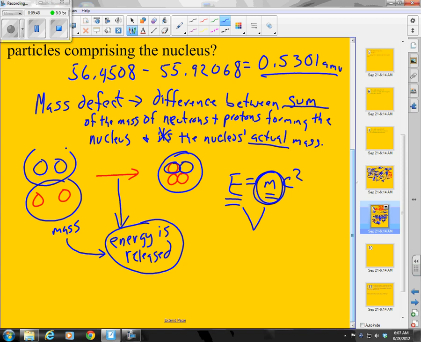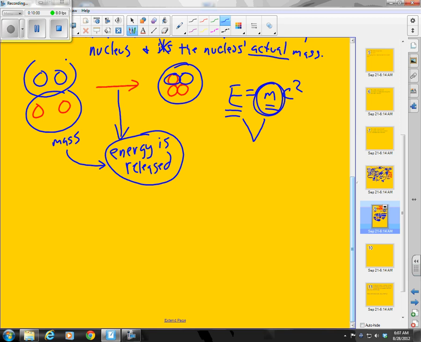Good. So that's kind of where our mass loss went. The mass was converted into energy. This energy was then released on the formation of the nucleus. And that's what we call binding energy. Nuclear binding energy. And what is nuclear binding energy? Energy released.